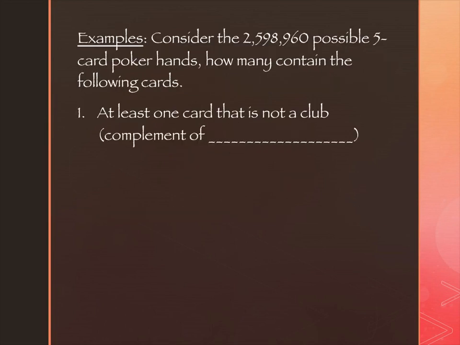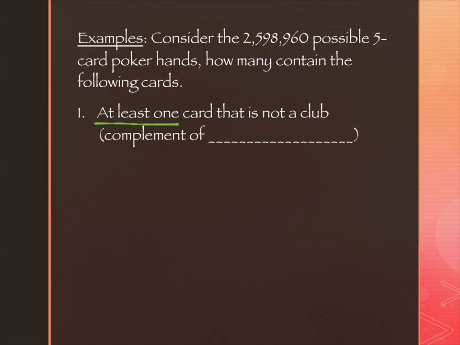All right, so we're going to do some examples using this complements principle. We found last time the total number of 5 card hands, and it was 2,598,960. Y'all remember that, right? Okay. And we want to find out how many contain the following cards. This one says that it has at least one card that's not a club. So every time you see that phrase, at least one, we're looking at a complements principle of counting. That's sort of a red flag.